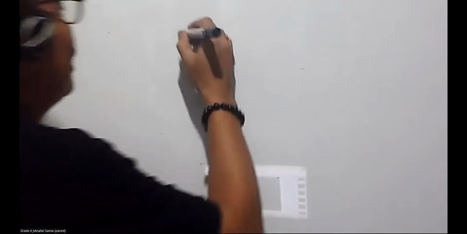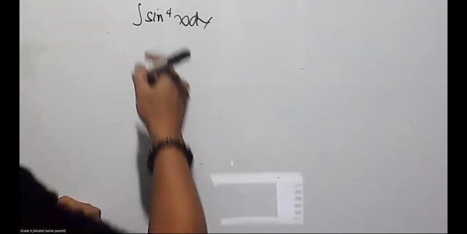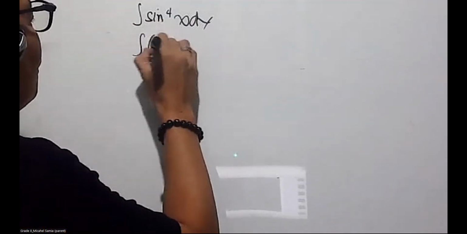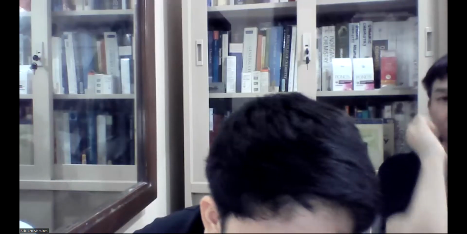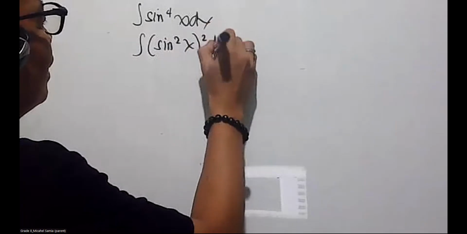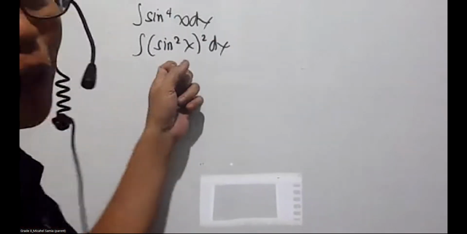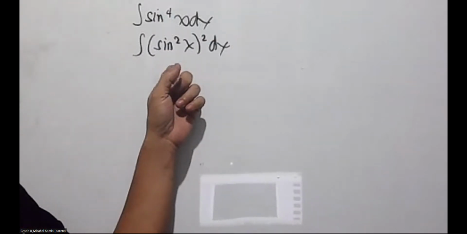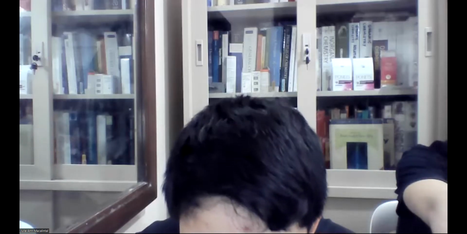I think it's quite long, so I'll just make my letters a little smaller. Okay, so it is the integral of sine to the fourth x dx. Okay, so I will be converting this into integral of sine squared x squared dx. Okay, so I made it sine squared x for me to apply the reduction formula.